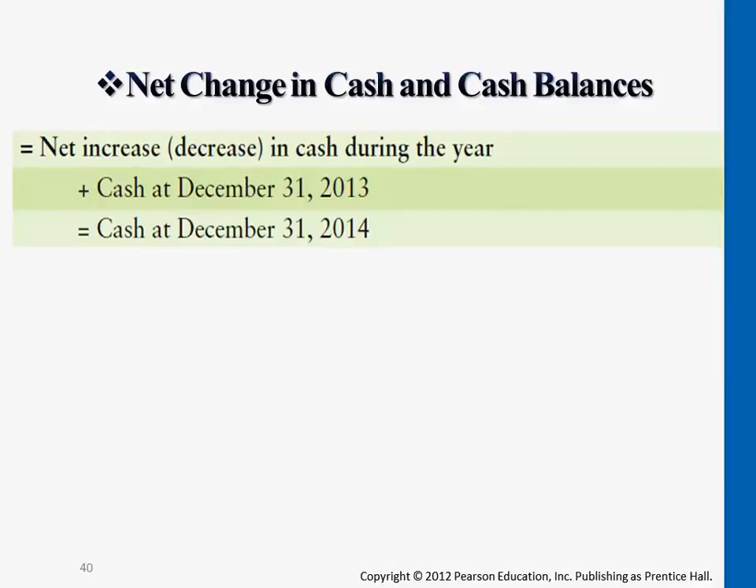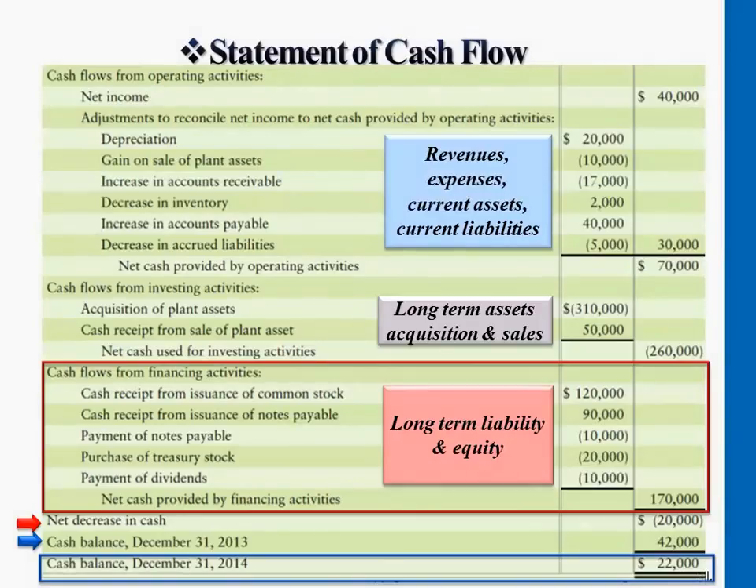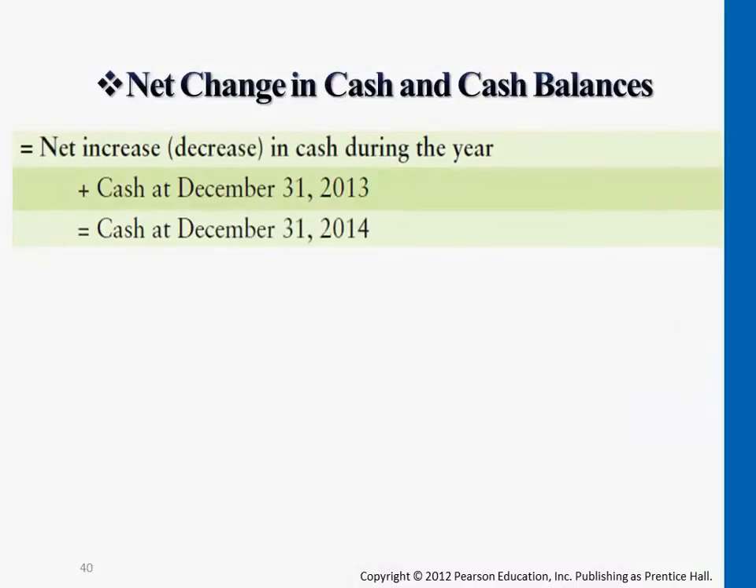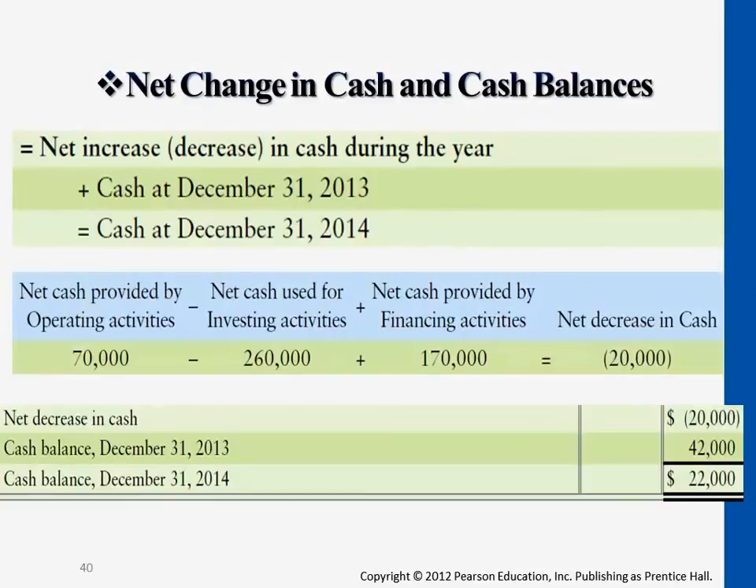We just add the right side. The operating 70,000 minus 260,000 plus 170,000. Is that your question? No, I was just thinking if you can just add the parentheses, and that will equal the cash. Yes, that'll be the same.